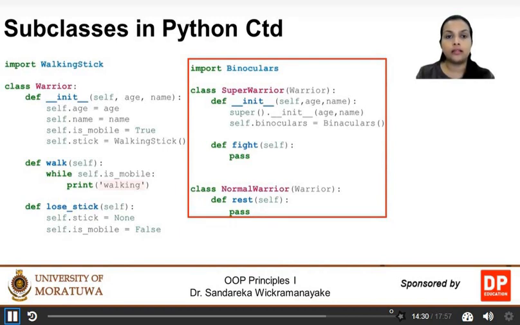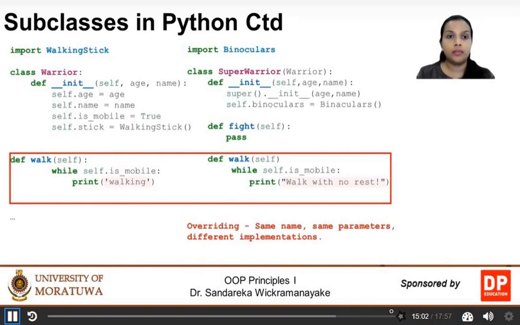Also note that the Normal Warrior accesses the default superclass constructor implicitly. In contrast, the Super Warrior class defines its own constructor because it needs to set its specific attribute binoculars. In defining the constructor, the Super Warrior class explicitly calls the superclass's constructor because otherwise superclass instance variables would not be available to it.